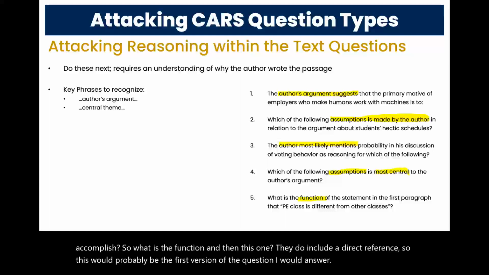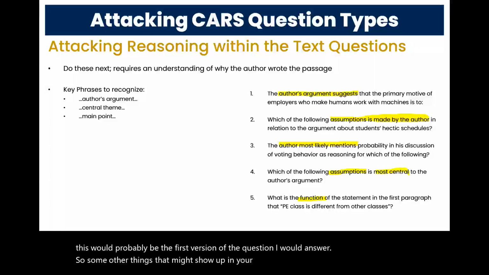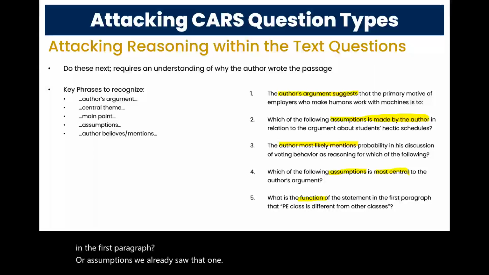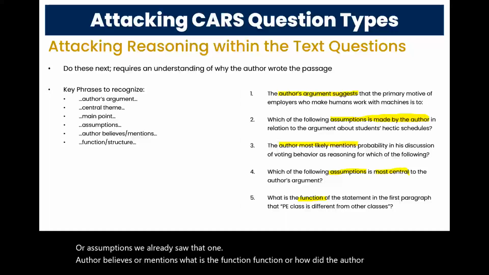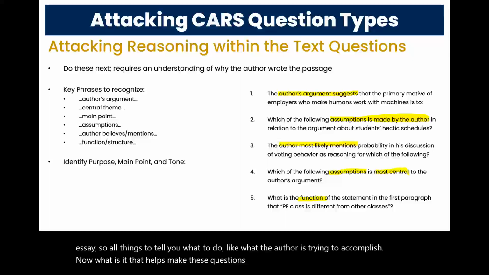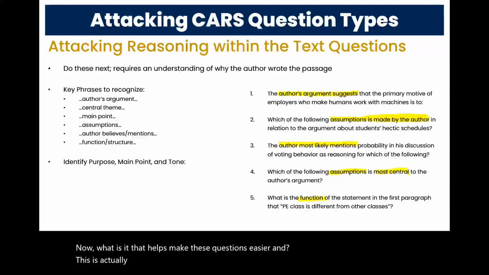Some other things that might show up in here: main point. What is the author's main point in the first paragraph? Or assumptions, we already saw that one. Author believes or mentions. What is the function, or how did the author structure the essay? So all things to tell you what the author is trying to accomplish. Now, what is it that helps make these questions easier? This is actually an interesting question.